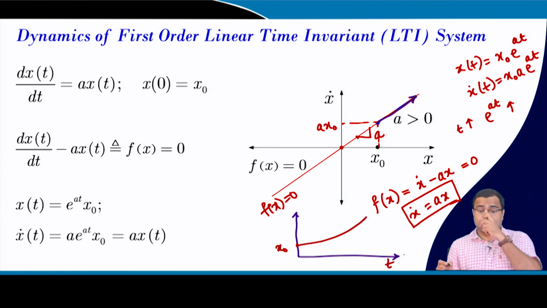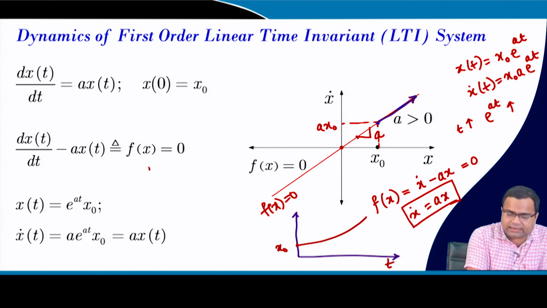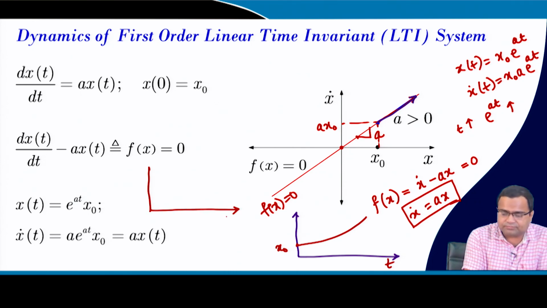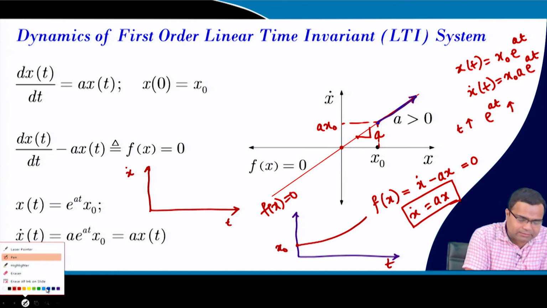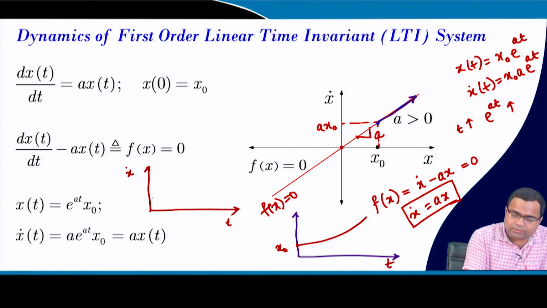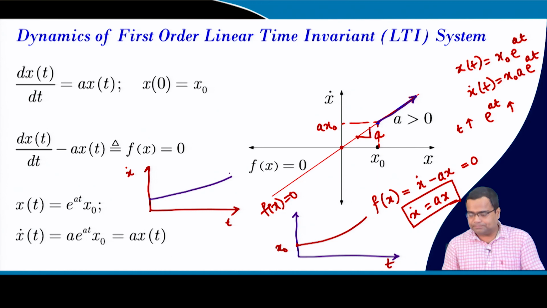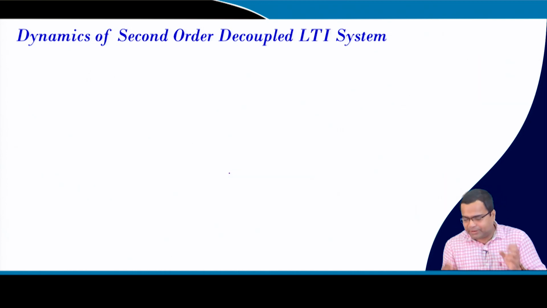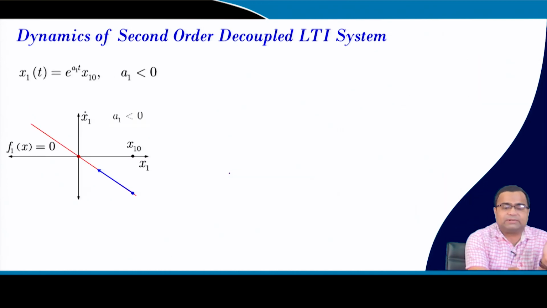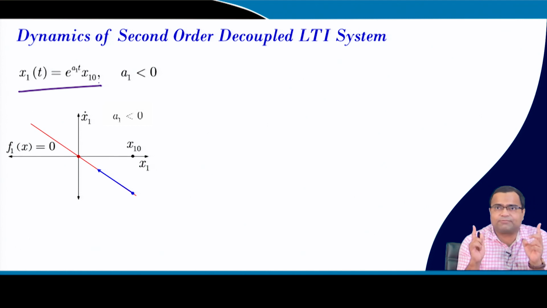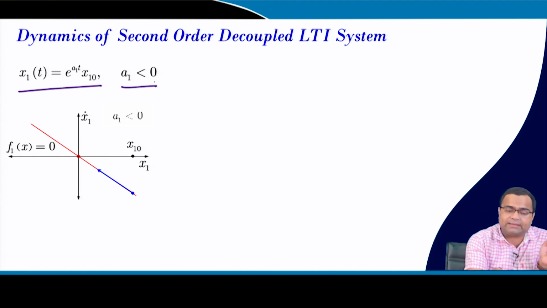Okay? And similarly, if we take x dot t with respect to t, then this will also move along like this. Okay? Now, if we consider two systems, we have taken one first order system with a negative, that means it is a stable system.